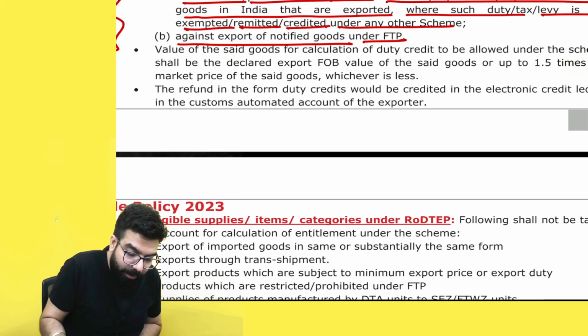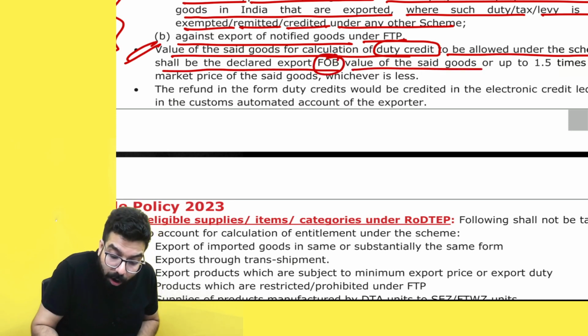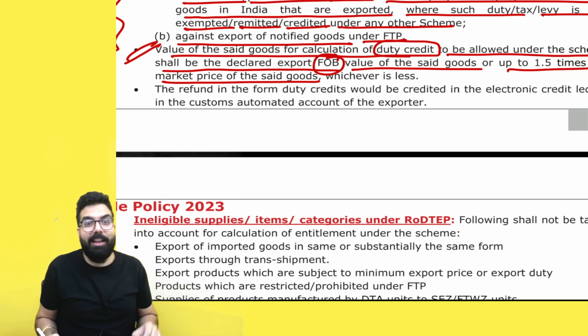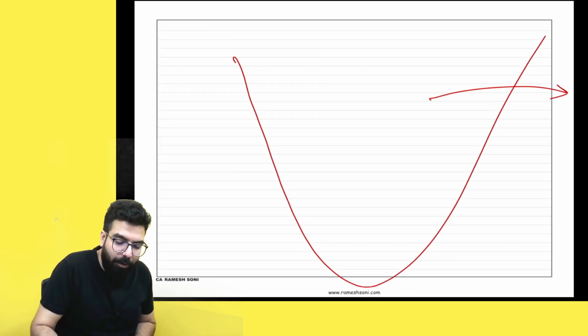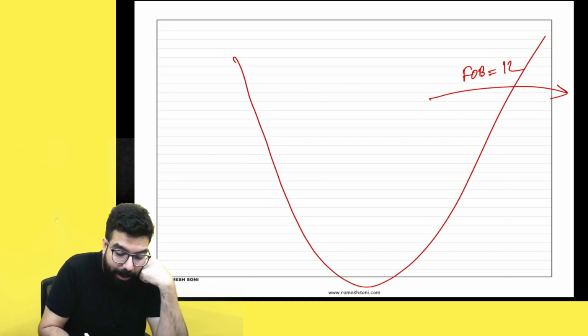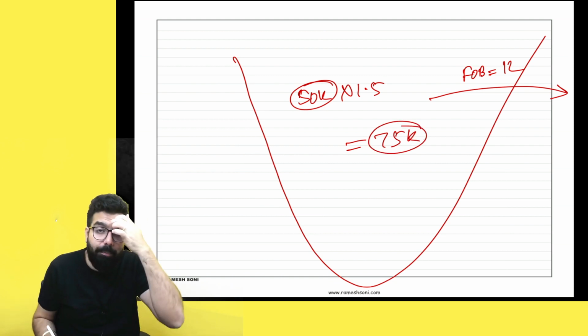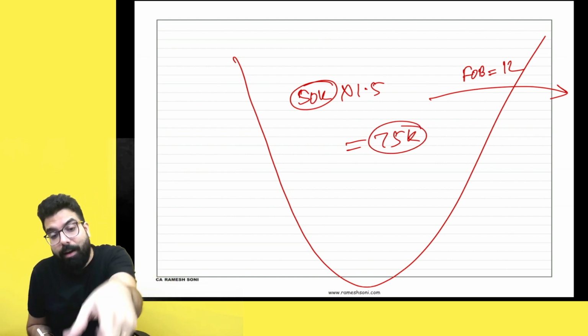This is total bakwas. The next one: value of the said goods for calculation of duty credit to be allowed under the scheme shall be declared FOB of the said goods or 1.5 times the market price. Otherwise, what will people do? They will say, see, they are telling FOB value. If supposedly it is 1 lakh rupees, they are telling over here, this goods' Indian market price is what? I told, Indian market price of this goods is only 50,000. They are telling into 1.5. It means you can take only 75,000 rupees, you will get RoDTEP duty credit on that.